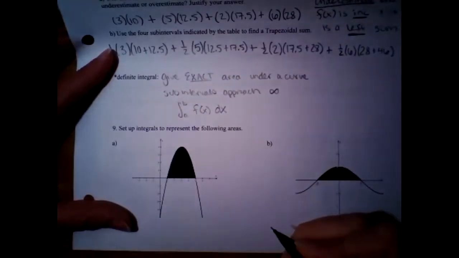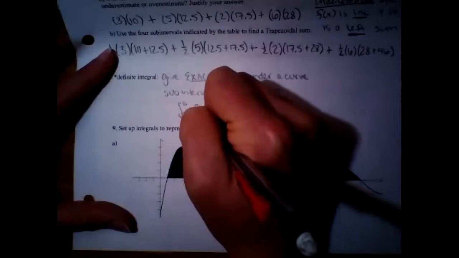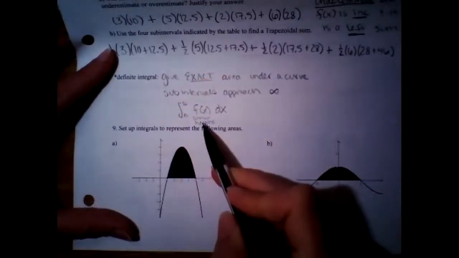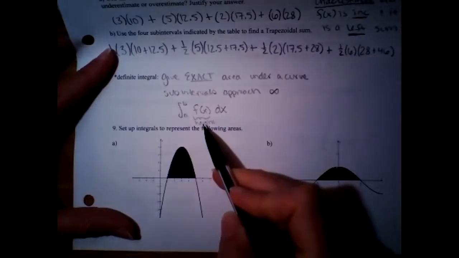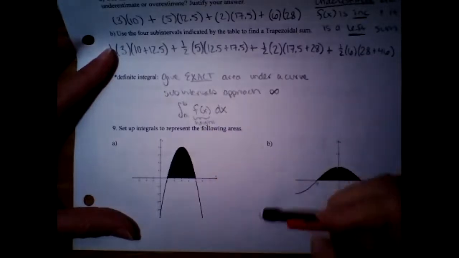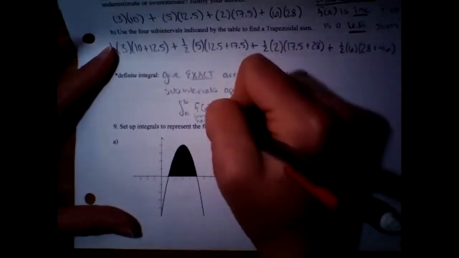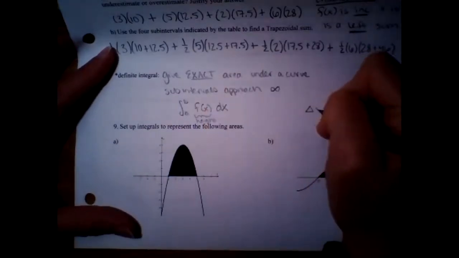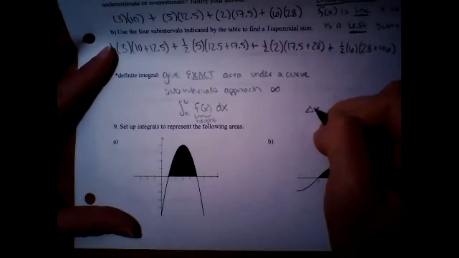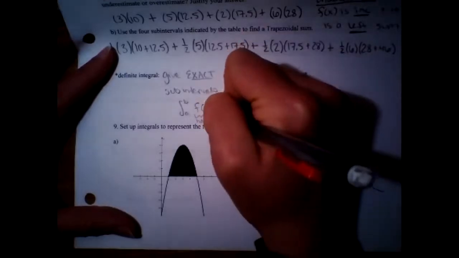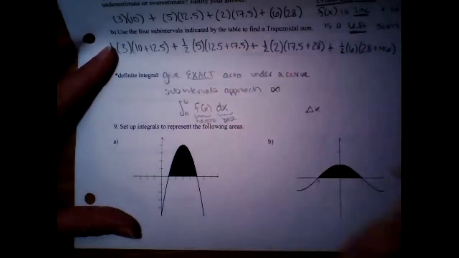The f of x, that's the function, that represents the height of the rectangles. Remember we were plugging in to f of x to get all those heights and I highlighted them. That's what I highlighted was all of those heights. We plugged them into f of x. Dx, have you ever seen delta x? Like delta means change in. It's that Greek letter that means change. It's the change in x that represents the base of the rectangle.